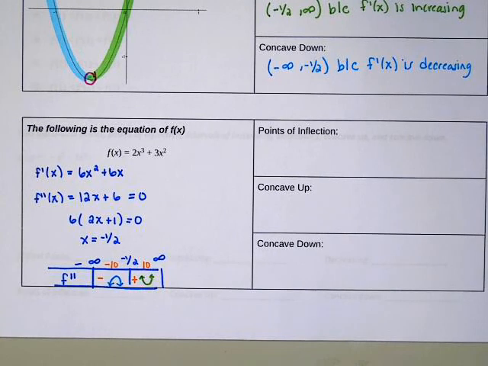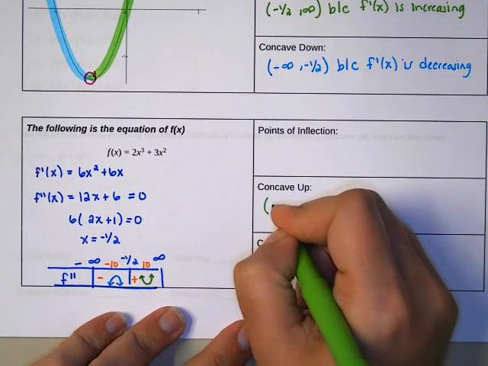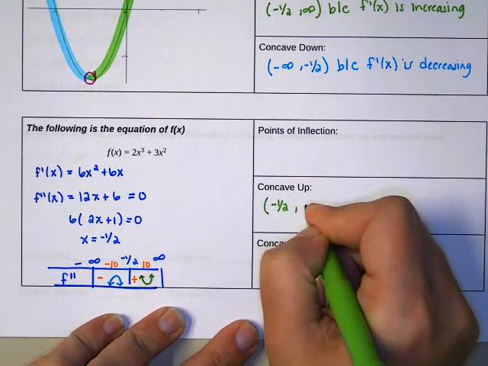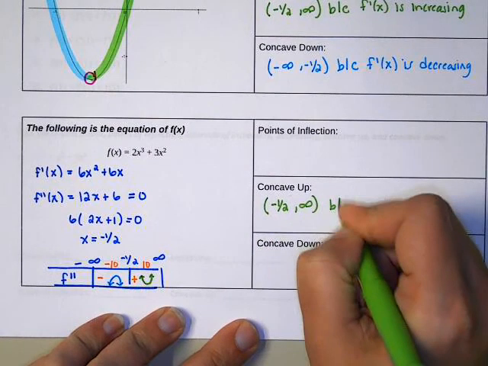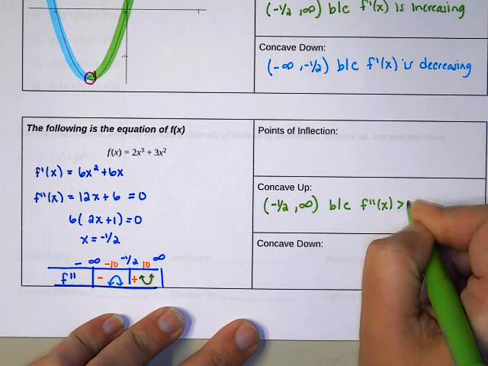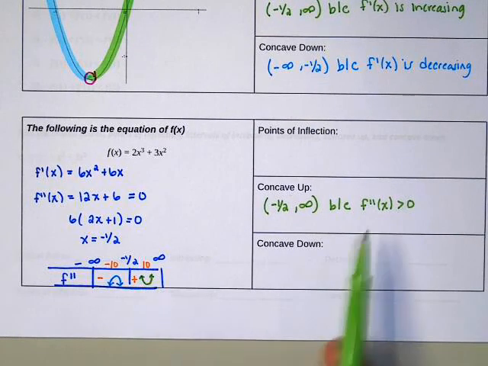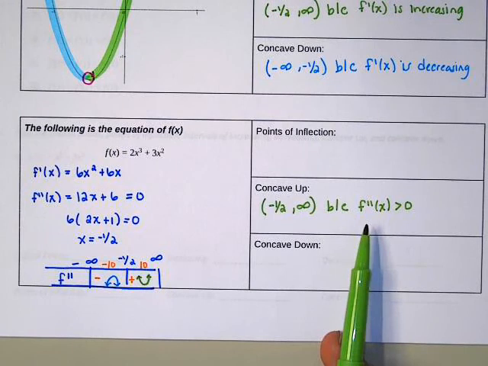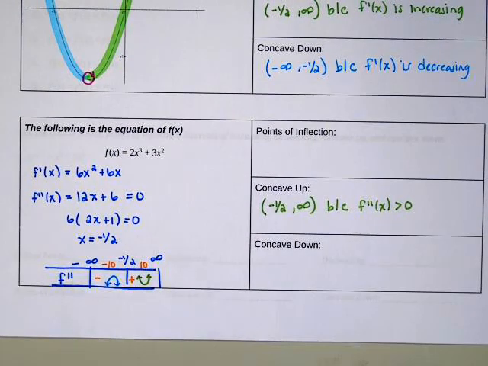I'm going to say that my function is concave up from negative 1/2 to infinity, and I'm going to say that's because the second derivative is greater than 0. Now you'll notice that this time I could answer the question using the second derivative because this time I could actually calculate the second derivative and use it.